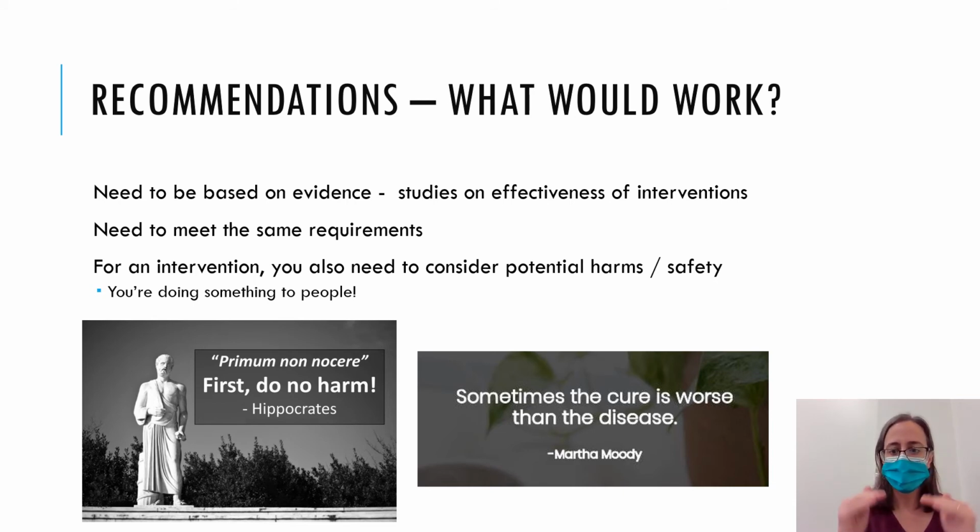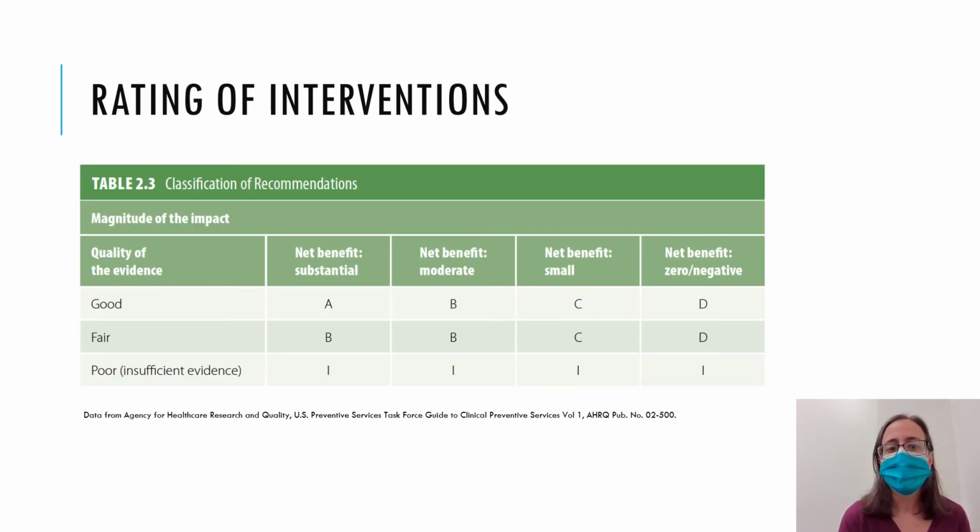So we're going to look at overall benefits versus overall potential harms or risks of any intervention and look at the net benefit, right? Most of our interventions have some risk. We just want to make sure that the benefit significantly outweighs that risk or potential harm. Then we're going to rate our potential interventions based on the size of the net benefit and how good the data is about its effectiveness, right?